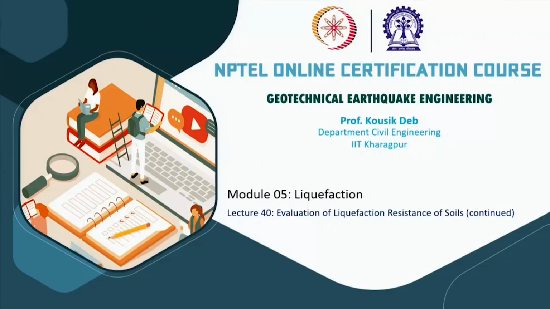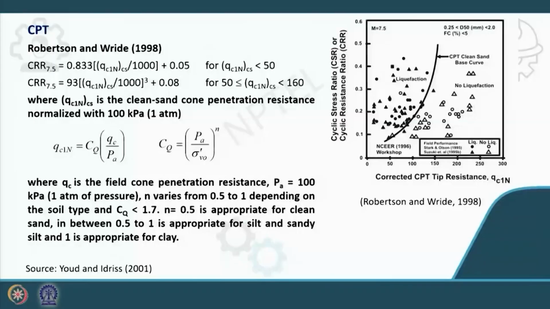So, in my previous lecture, I discussed how we will get the CRR value, CRR for magnitude 7.5, by using SPT data. Today I will first discuss how we will get the CRR value by using CPT data. That means I will continue the evaluation of liquefaction resistance of soil, and now we are discussing the use of field test data.